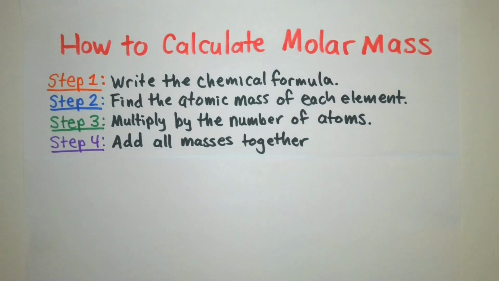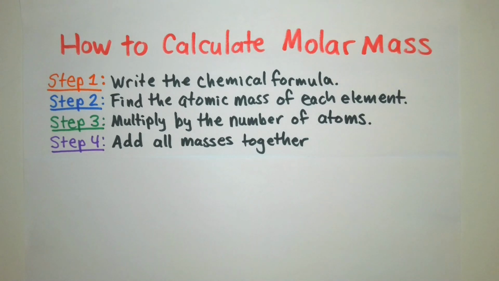Alright, so I have 4 steps for calculating the molar mass. Step 1, I write the chemical formula. Step 2, I find the atomic mass of each element in that chemical formula. Step 3, I multiply by the number of atoms for each element. And then step 4, I add all of those masses together.